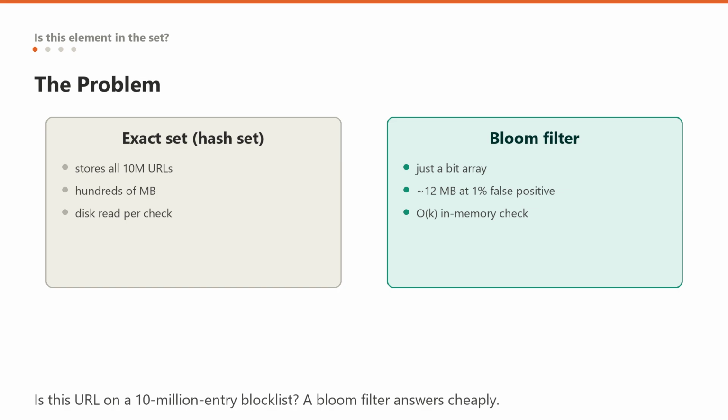Now here's the insight. What if you didn't need a perfect answer? What if a data structure could tell you either, definitely not on the list, or probably on the list, using a tiny fraction of the memory? That is exactly what a Bloom filter does. And probably turns out to be good enough for a huge number of real systems.